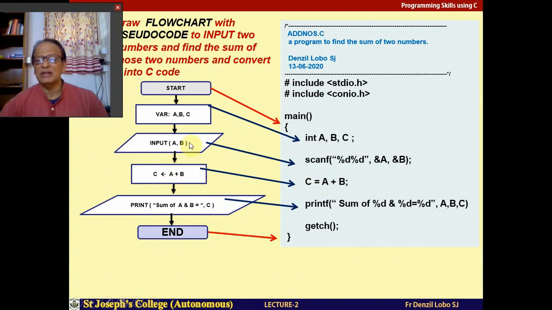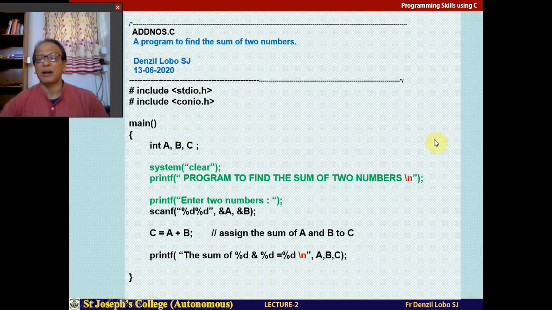Whatever is there in the box is converted directly into a C statement. Similarly, printf here, sum of %d, etc. a, b, c. So the values of these will appear here, and getch will wait for you to press any key, and then will come out of the program. So this will display, and then it will go back to the prompt. This is how we convert this flowchart into a C program.